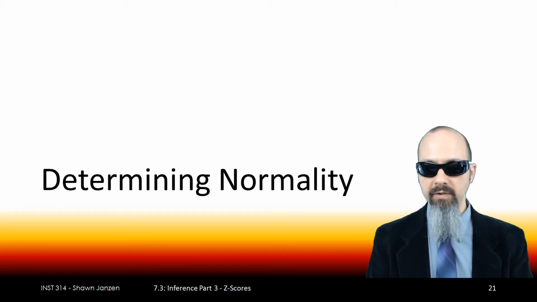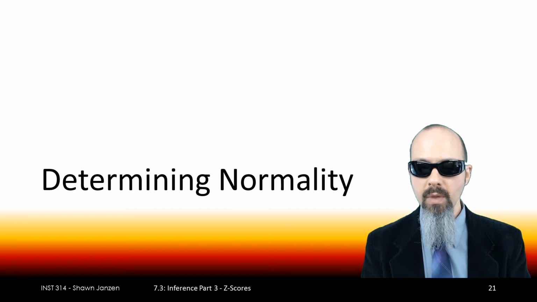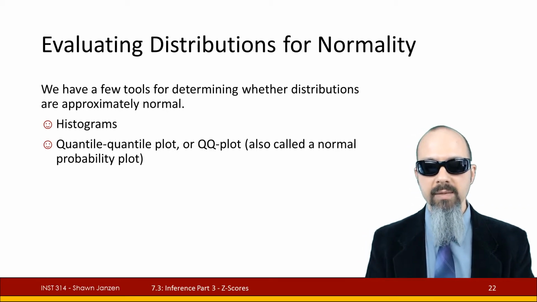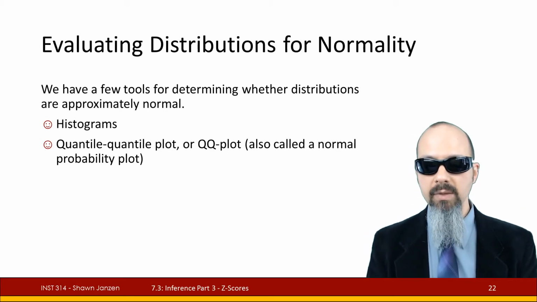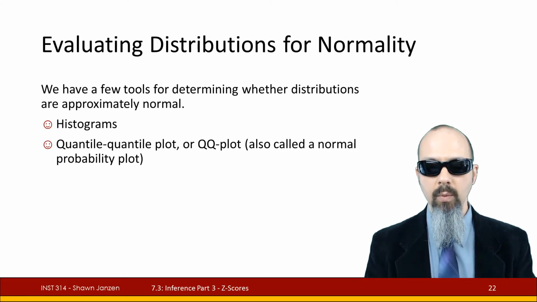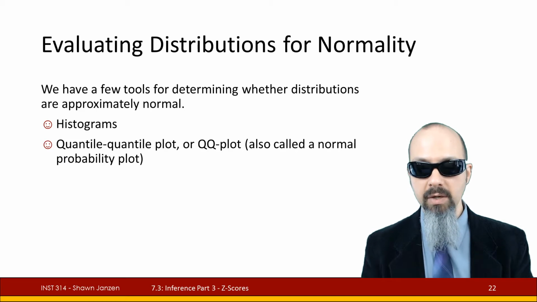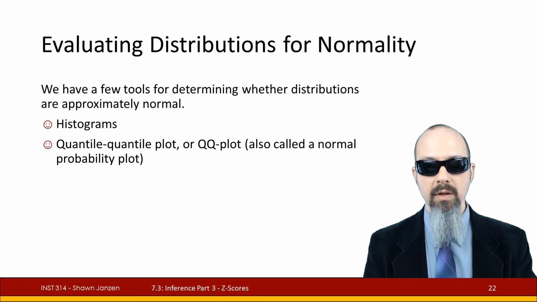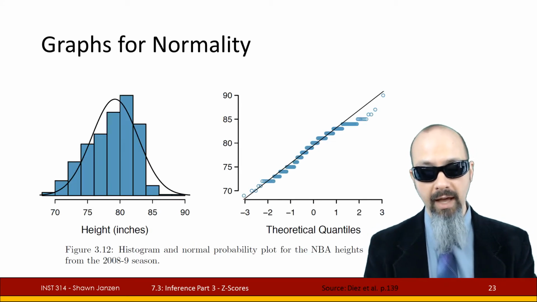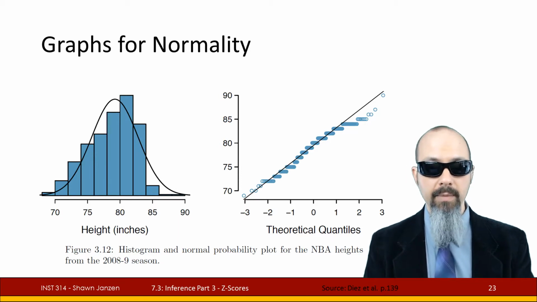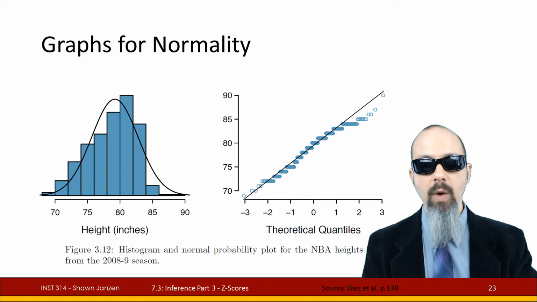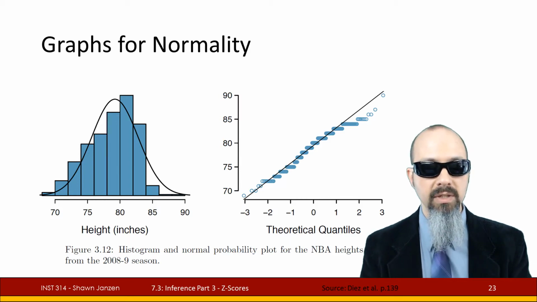So let's go ahead and talk briefly about determining normality here. We said before that we have some features about normal distributions, and we can go ahead and eyeball it real quick. We can use tools like histograms. We can also use something called a quantile plot, also called a QQ plot, also known as a normal probability plot. Let's go ahead and take a look at a few. So on the visual on the left is a histogram, and we've overlaid a normal curve on top of it to see how well it matches this normal distribution.